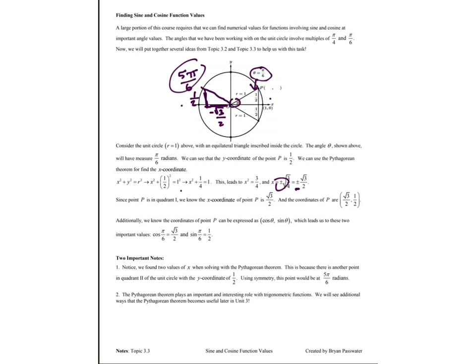Any questions on that, y'all? Okay. This leads us to 2 important values. Cosine of pi over 6 is square root 3 over 2. Sine of pi over 6 is half. Notice that we found 2 values of x. This is what I'm saying. The other point would be at 5 pi over 6 because there were 2 outputs for that input. The Pythagorean theorem plays an important and interesting role with trig functions. Okay. Any questions on that concept? The fact that 1/2 happens twice, and so you have a reflected x value. Any questions on that? No?